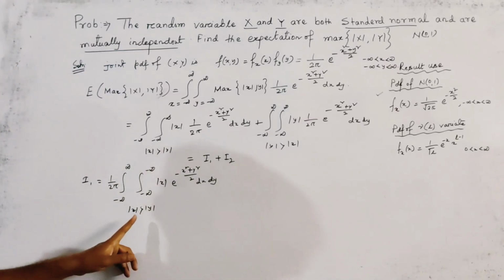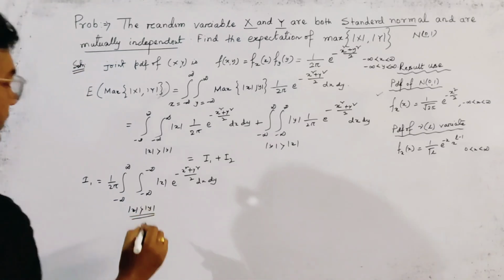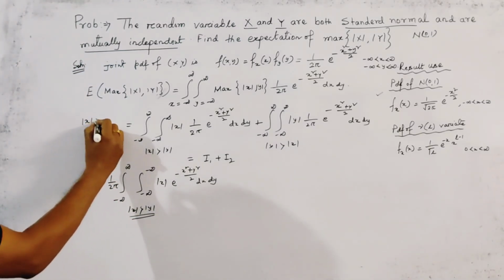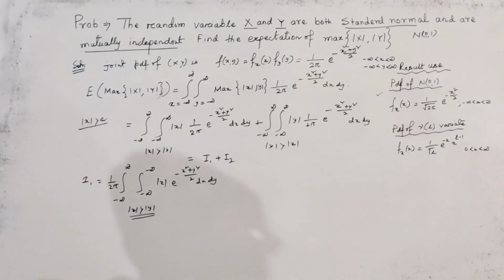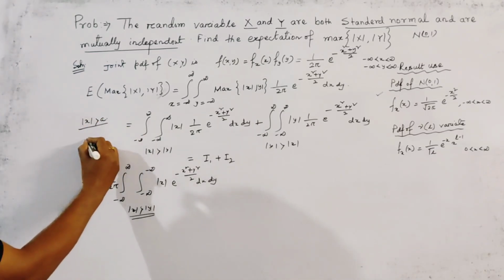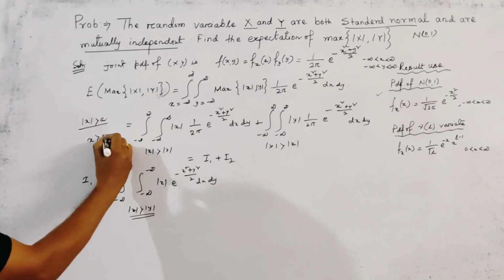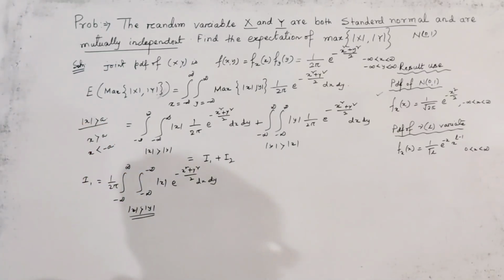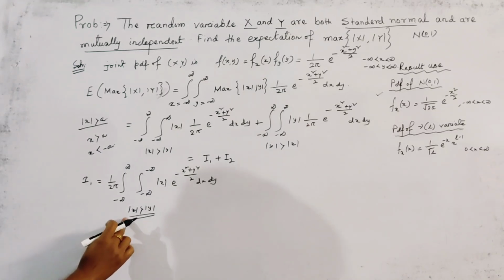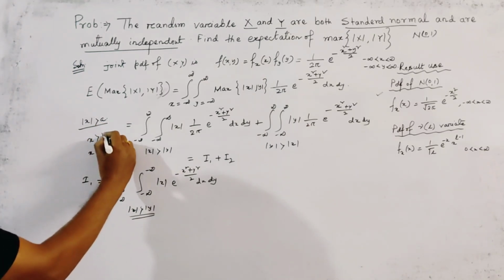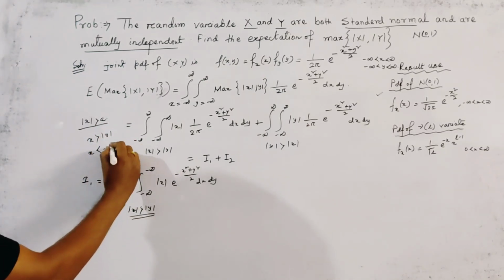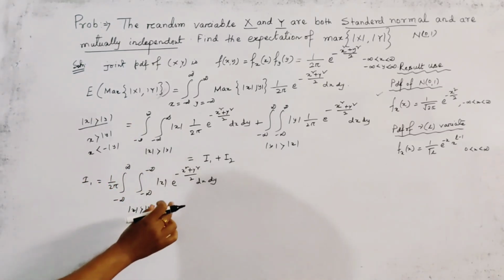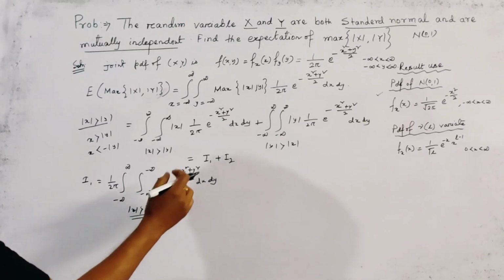Now if we look at that range, this range gives that mod x is greater than a. If mod x is greater than a, then we can write the result as x greater than a and x less than minus a. So here also we write this is mod y and this is minus mod y if it is mod y. Okay, so we again divide this integration into two parts.